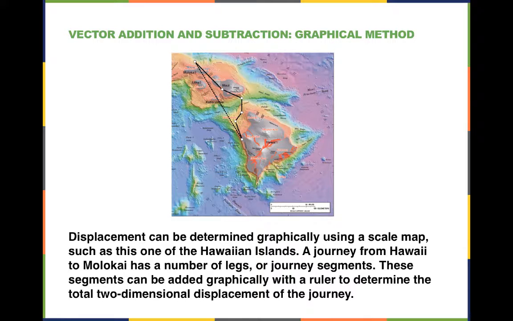The graphical method is a mechanical method used like when you're drawing a diagram on a map, such as what is shown in the picture here. The displacement is found essentially by measuring and using a scale to determine the length of the path and then adding those up, etc. Now, in order to do that, we have to understand how to add and subtract vectors.